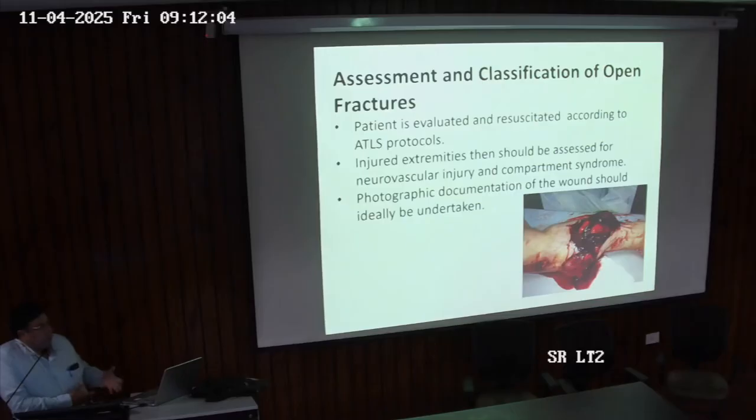So then, high grade trauma may injure deeper tissues, especially muscles, and muscle edema causes compartment syndrome, which leads to impairment of the circulation. And photographic documentation of the patient's condition is necessary so that future legal procedures can be easily tackled.